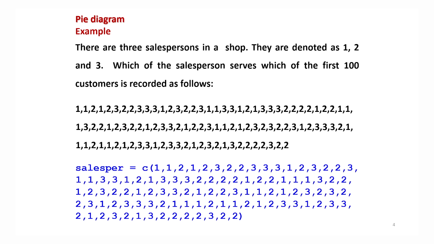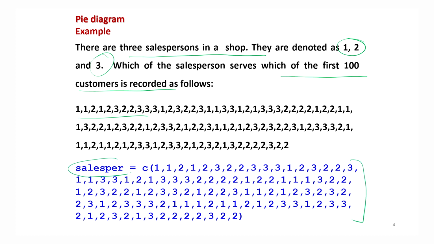So now let me try to take the same example which I took in the case of bar plot, that there are 3 salespersons in a shop which are denoted by 1, 2 and 3. And now we try to take the data of first 100 customers entering into the shop, and we try to record which salesperson has helped them. So this number 1, 1, 2, 1, etc. is written here, and this data has been stored here as say sales per.